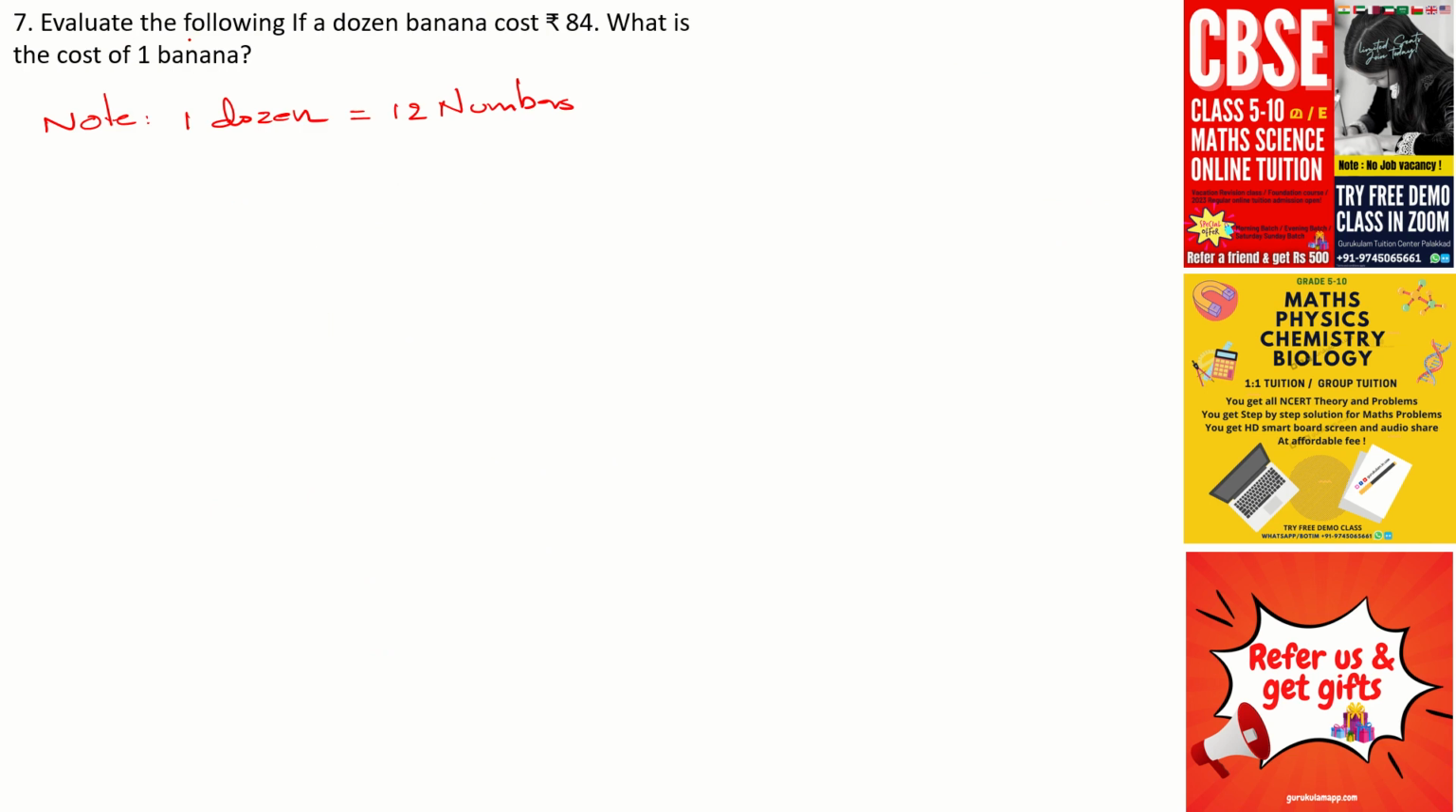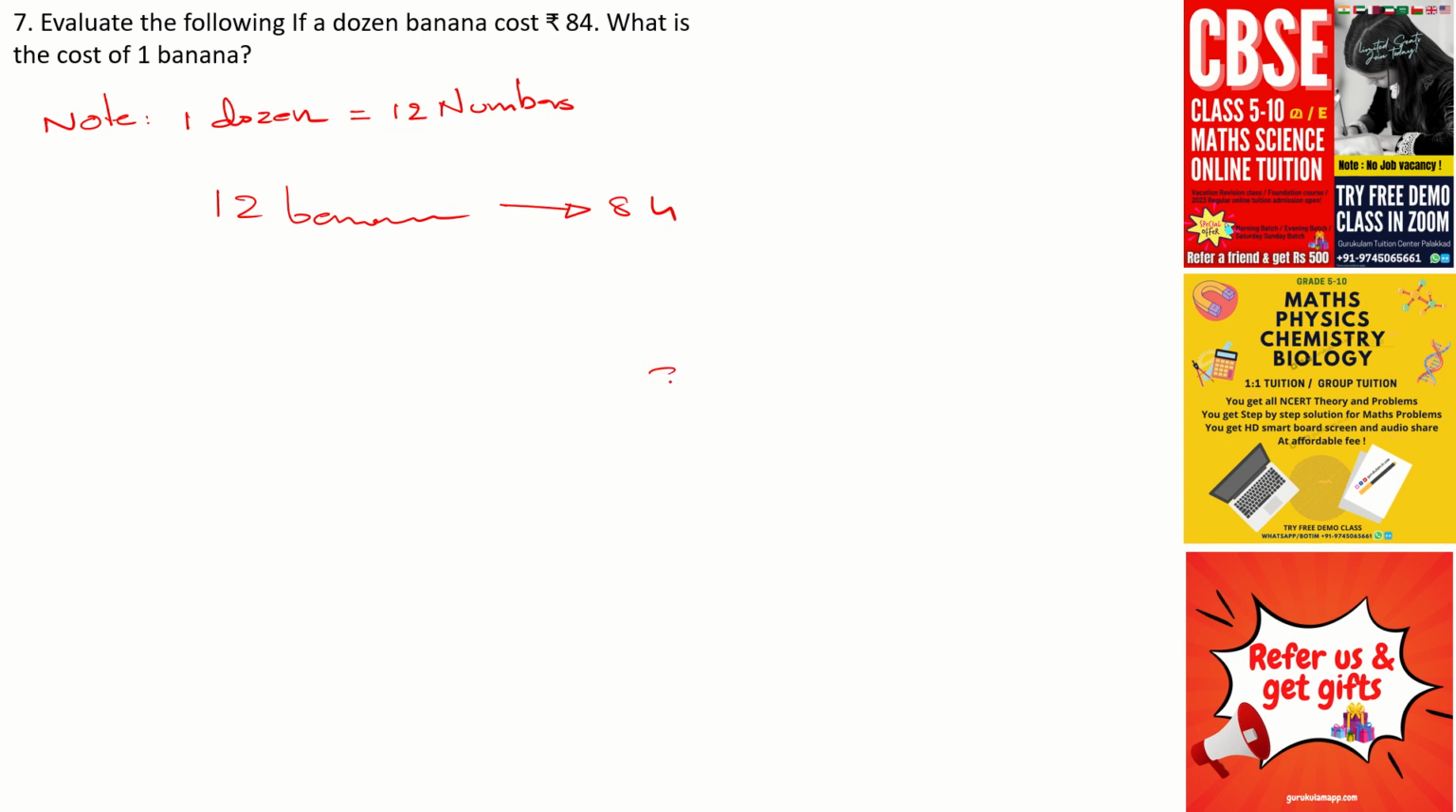And evaluate the following. If 1 dozen bananas cost 84, what is the cost of 1 banana? So 1 dozen means 12 numbers. So 1 dozen bananas means 12 bananas. So 12 bananas cost how much? It costs 84. So what is the cost of 1 banana?